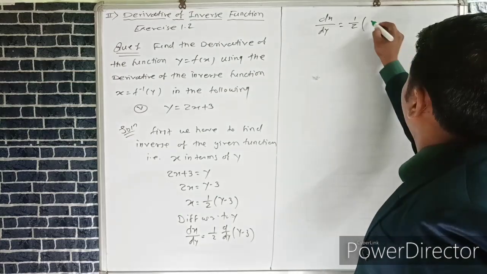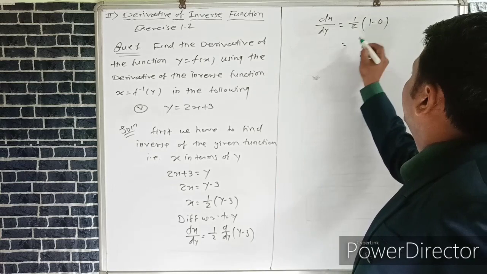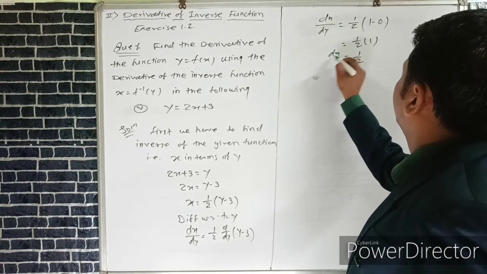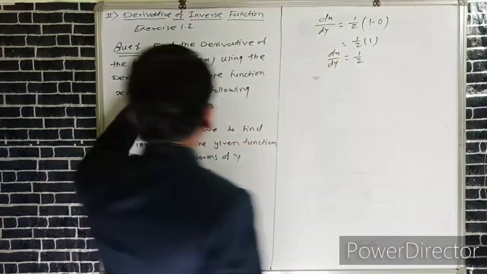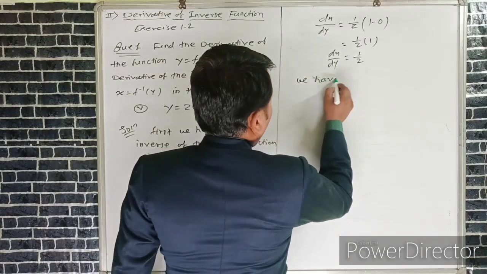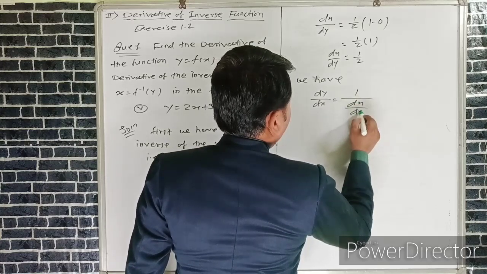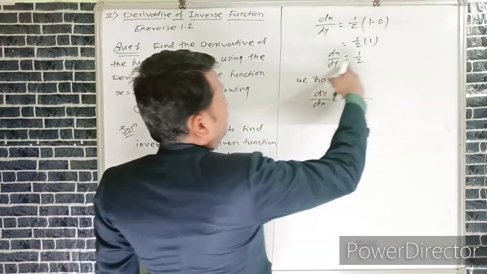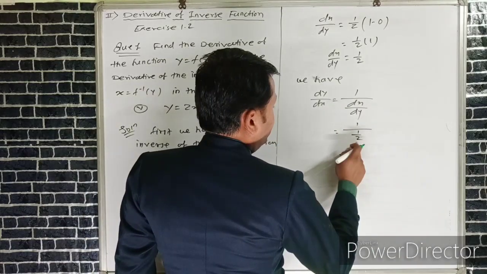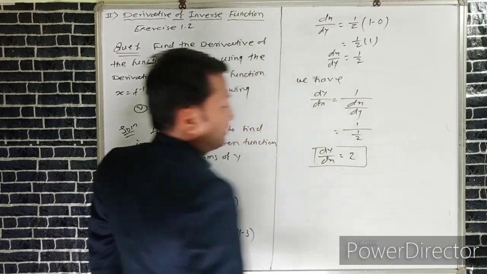The derivative of y is 1 minus the derivative of 3, which is a constant function, is 0. Hence we can write the derivative as 1 by 2 into 1 is equal to 1 by 2, which is dx upon dy. But we have to find the derivative of y with respect to x. Hence we have dy upon dx is equal to 1 upon dx upon dy. We know that the value of dx upon dy is 1 by 2, hence we can write 1 upon 1 by 2, which is 2, the required derivative dy upon dx.